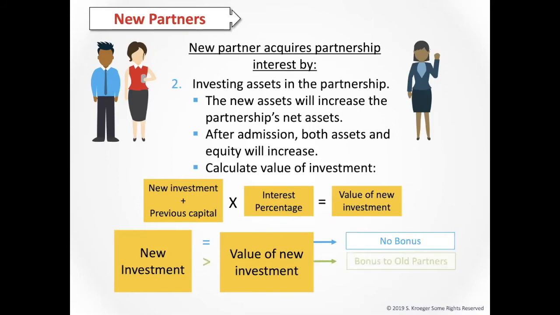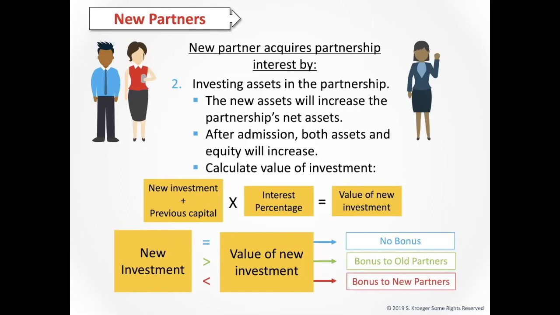Now, if the investment that they're giving is more than the value of the investment, like I'm giving you 100,000, but my capital is only going to be 80,000, that's because there's going to be a bonus to the old partners. The old partners will get a little bit of extra, while the new partner coming in maybe is losing a little bit. On the other hand, their new investment could be less than the value.